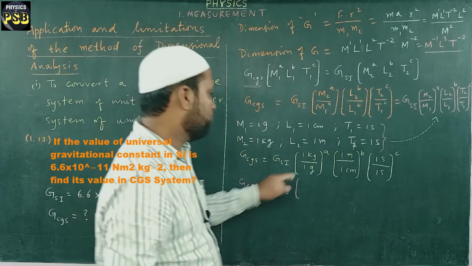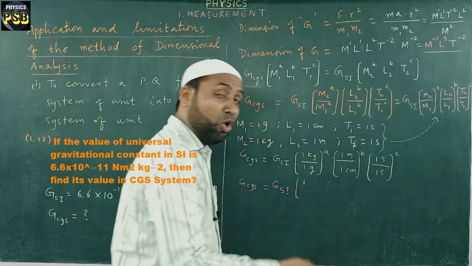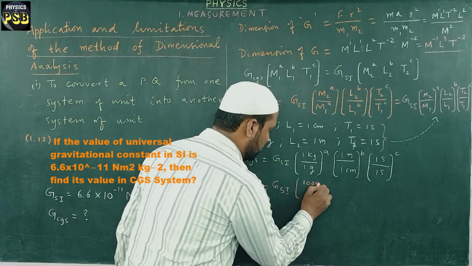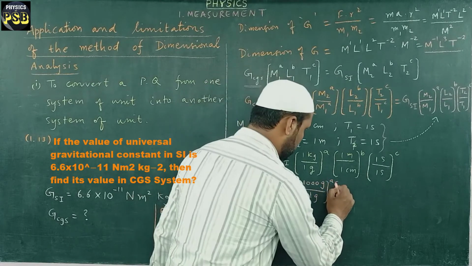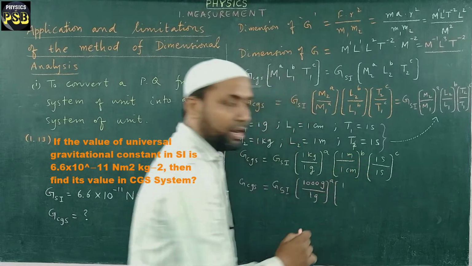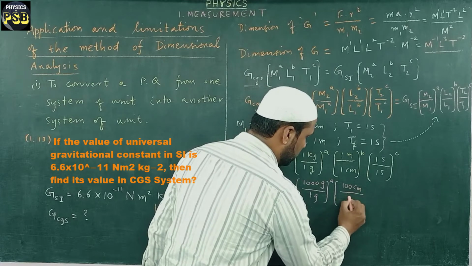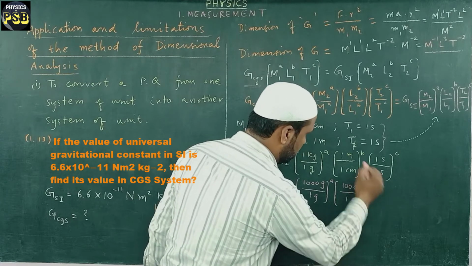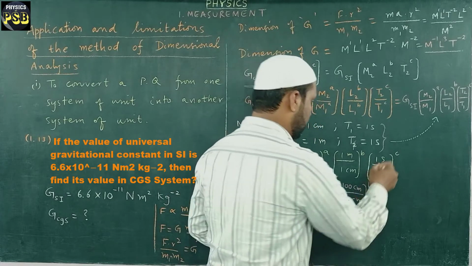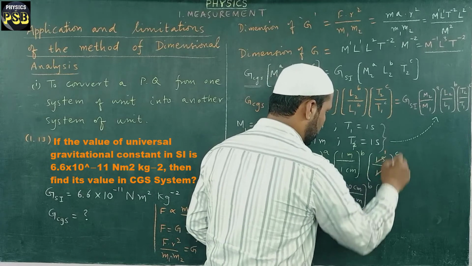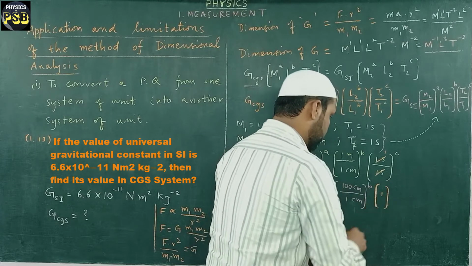Now, here, 1 kilogram has 1,000 grams in it. Kilo means 1,000. You remember that. 1,000 gram divided by 1 gram, power A. Then there are 100 centimeters in 1 meter. 100 centimeter divided by 1 centimeter, power B. Then 1 second divided by 1 second is 1. So 1 power C.